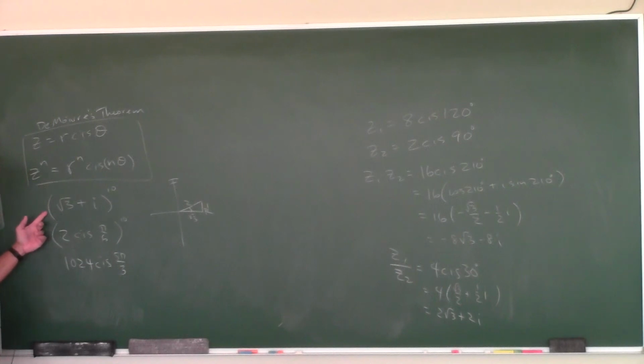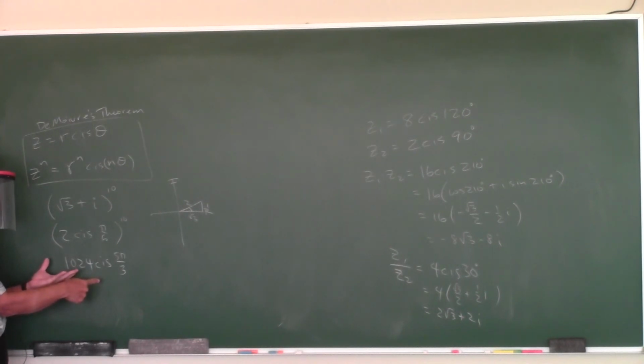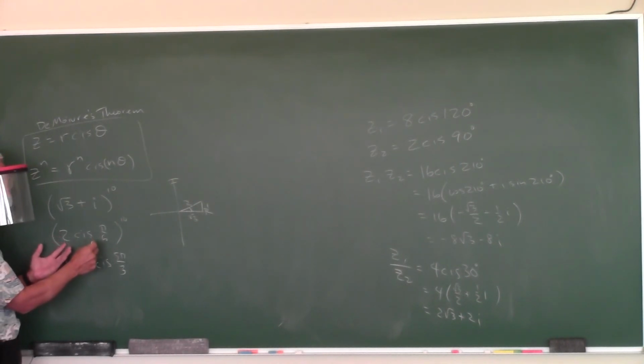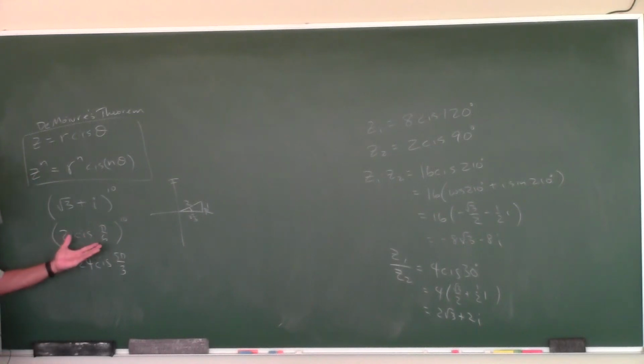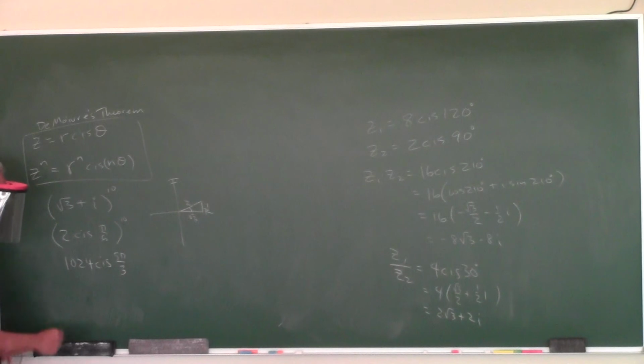Why do you want to use the binomial theorem when you can just do this in like 10 seconds? Because I like to do unnecessary work, Mr. Park.